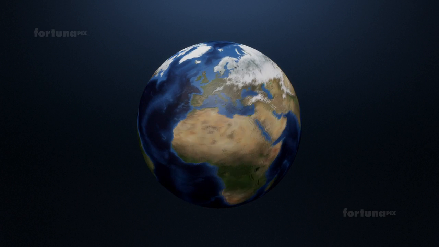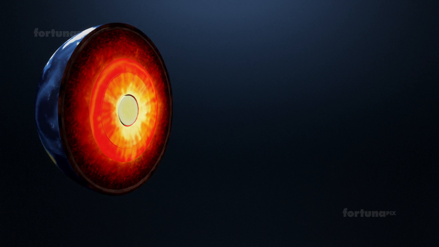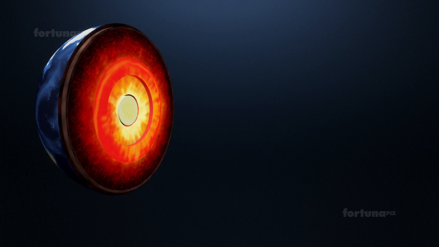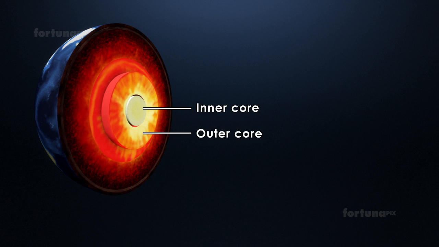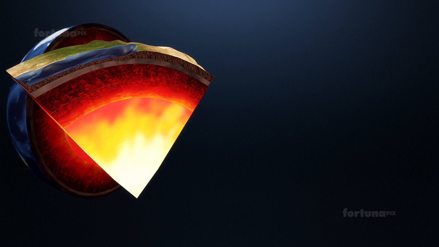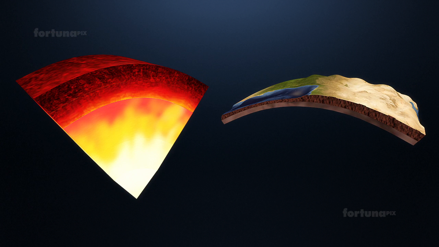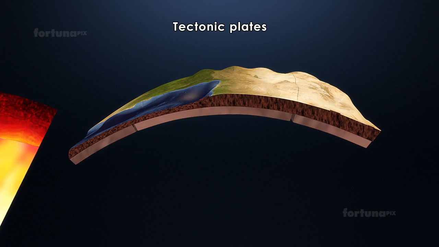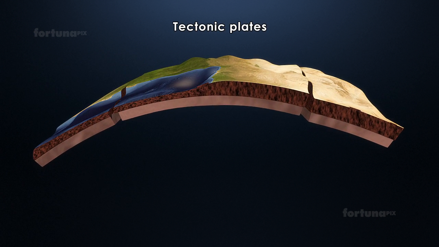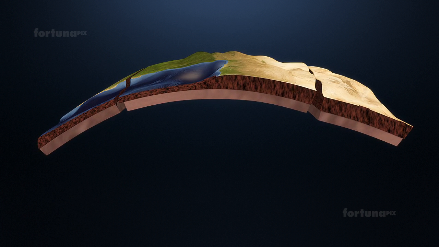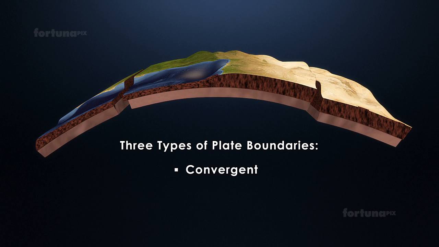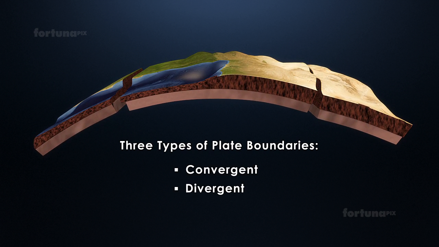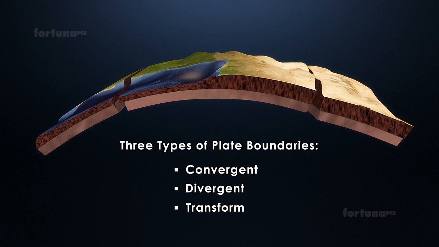Our Earth is composed of 4 layers: the outermost region, which is the crust, the middle region, which is the mantle, and at the center, the inner and outer core. The crust and the outermost region of the mantle together form the lithosphere, which is divided into plates called the tectonic plates. The tectonic plates float on the viscous mantle. The interaction of the plates causes one of 3 types of plate boundaries: convergent, divergent, and transform plate boundaries.